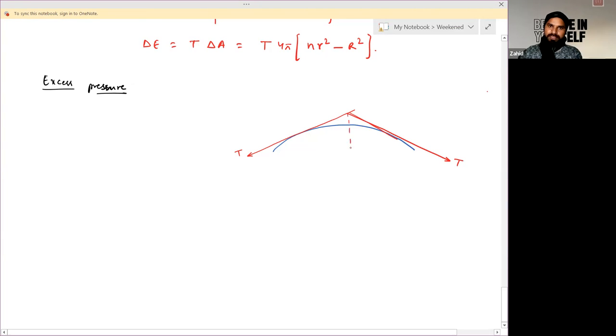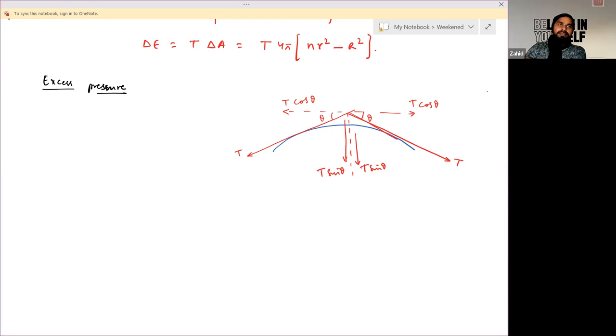So if you draw a vertical line and a horizontal line to this part, take this particular angle to be theta. There will be two components of tension related to this theta. One would be along this direction, T cos theta, and the other will be along this direction, T sine theta. Similarly, for this part, it will be T cos theta, and the other will be along this direction as T sine theta.